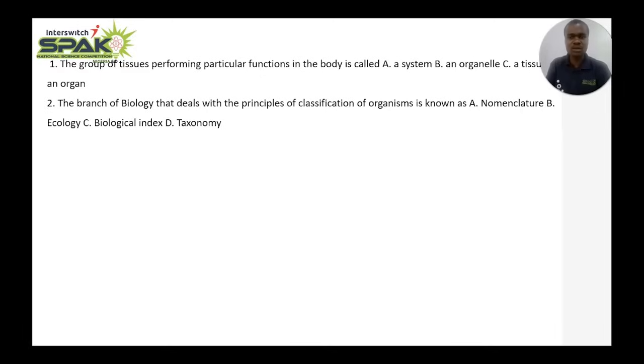Now, the next question says, the branch of biology that deals with the principle of classification of organisms is known as what? Is it nomenclature? Nomenclature deals with naming. Ecology, option B, ecology is the study of organisms in relation to their environment.